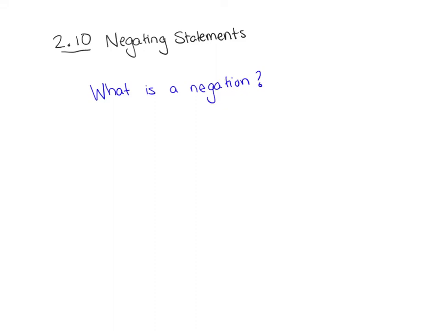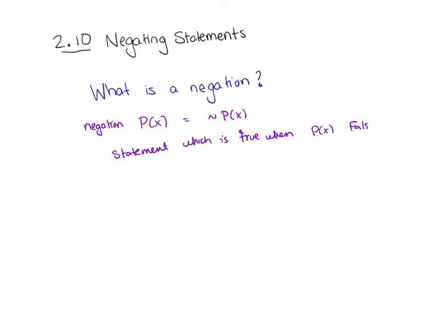Section 2.10 covers negating statements. So what is a negation? If I've given a statement P of X, then the negation of that, we have seen, is just the statement that's written not P of X. So it's going to be a statement which is true when P of X is false, and false when P of X is true. So it's a statement that has the exact opposite truth value.